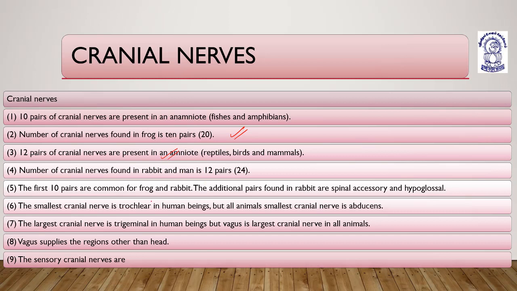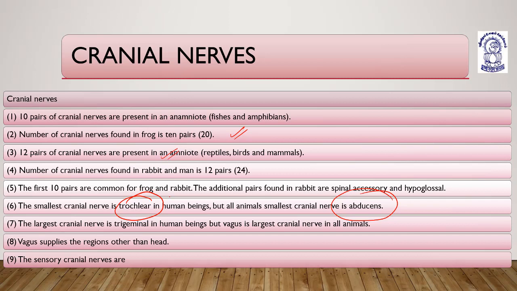Trochlear is the smallest cranial nerve in human beings, while in all animals the smallest cranial nerve is abducens.